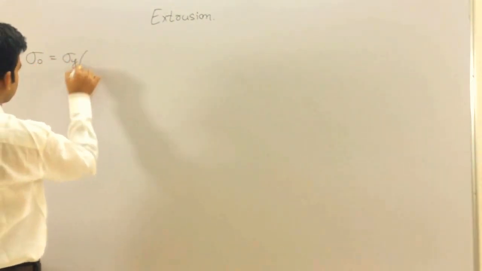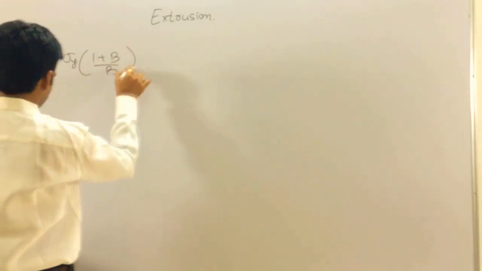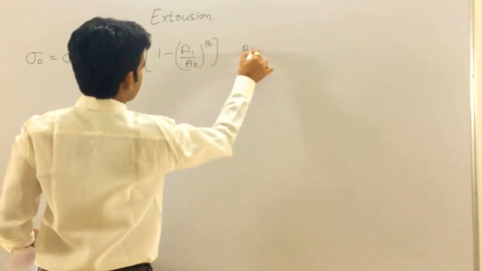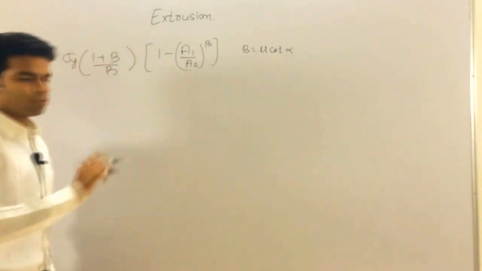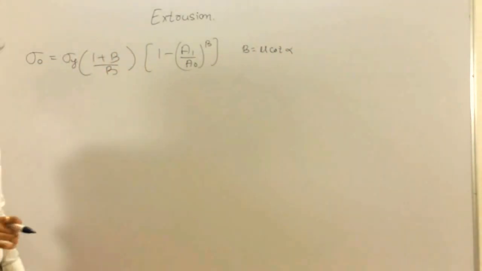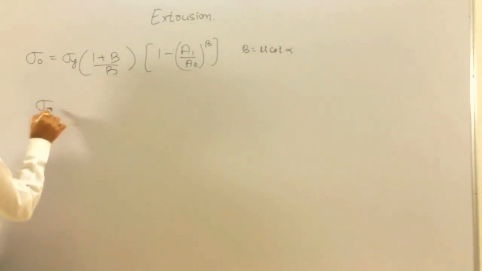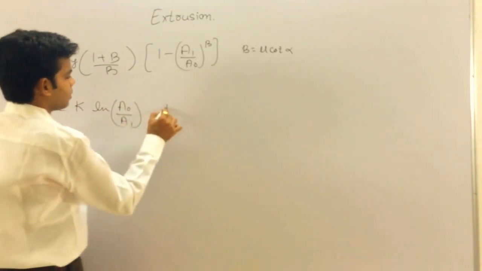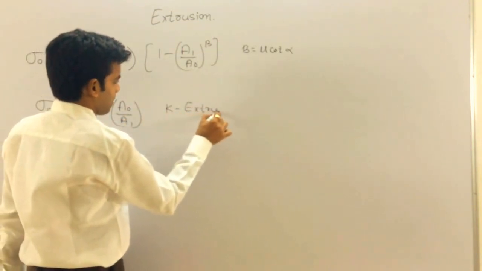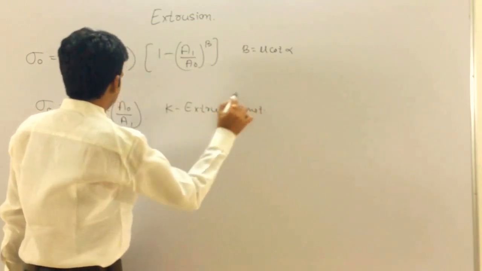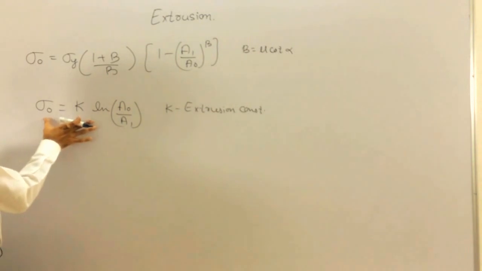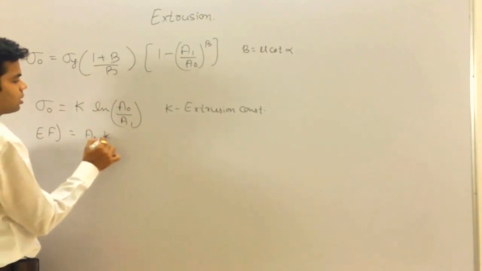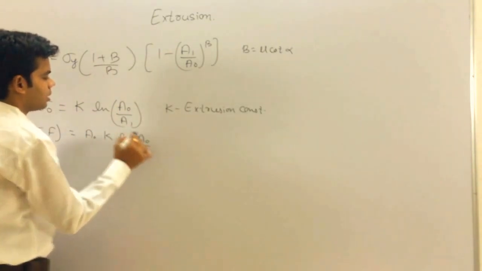Sigma naught is equal to what? Sigma y (1 plus b upon b) (1 minus (a1 by a naught) to the power b), where b is what? Mu cot of alpha. Okay, I will tell you a few more forms of this formula which will be helpful in solving numericals. This sigma naught can also be written as k ln of a naught by a1, where k is the extrusion constant. This is another formula. So if sigma naught is k ln of a naught by a1, what will be the extrusion force? This extrusion force will be equal to a naught into k ln of a naught by a1. Getting this or not?